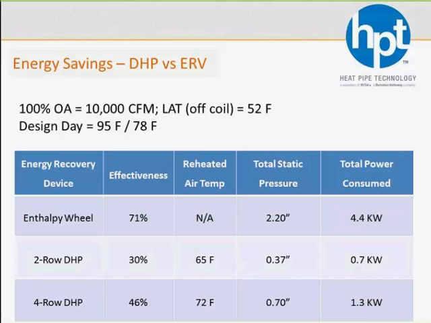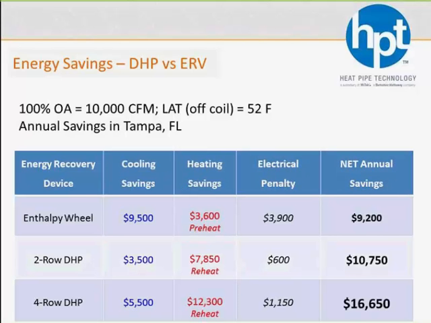Static pressure is going to be worse because we double the amount of rows, but you can see that just in a neutral air condition with the amount of free reheat you're getting, especially in a place like Tampa, Florida, where there's a lot more cooling hours, those savings go up tremendously over either the 2-row or the wheel could offer.